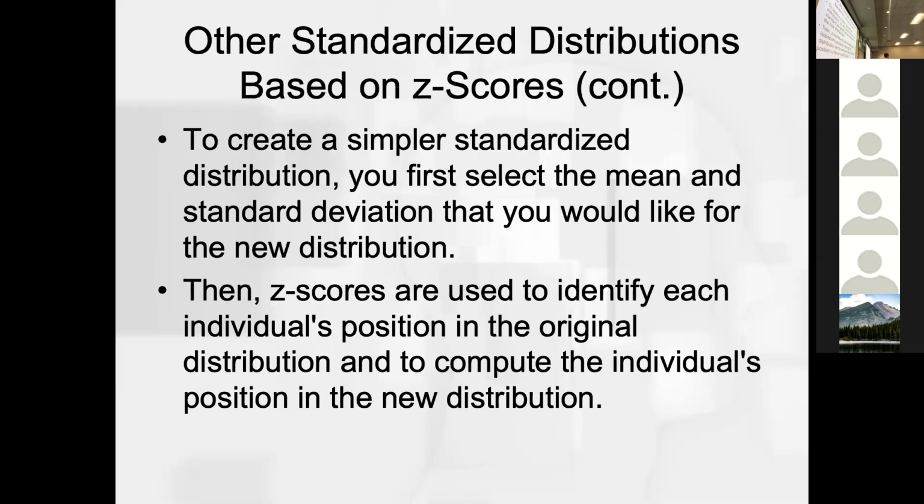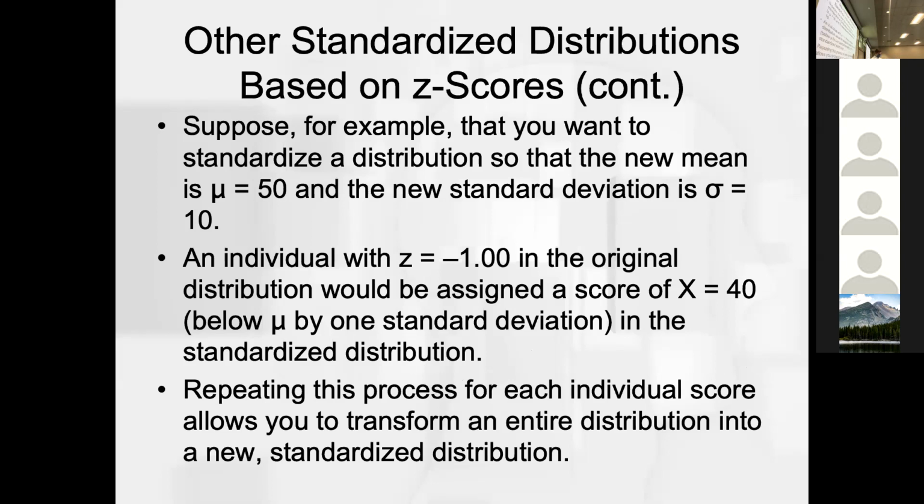So then you're taking every z-score that you just calculated from that raw distribution, identifying the individual's position in the original distribution through that z-score, and then you're computing the individual's new position by using that x equation, right? So you're taking x of that new mean that you want plus the z-score that you just calculated times that new standard deviation that you want. We're going to do an example of this in just a minute.